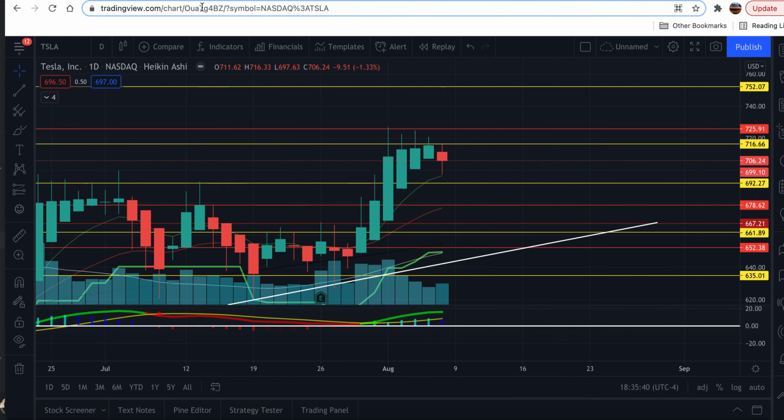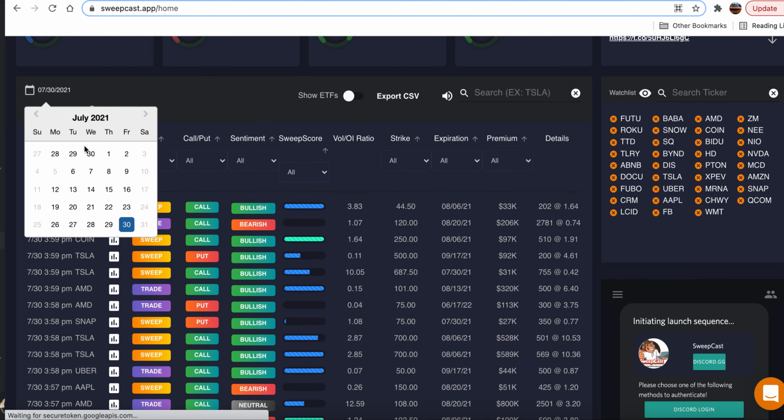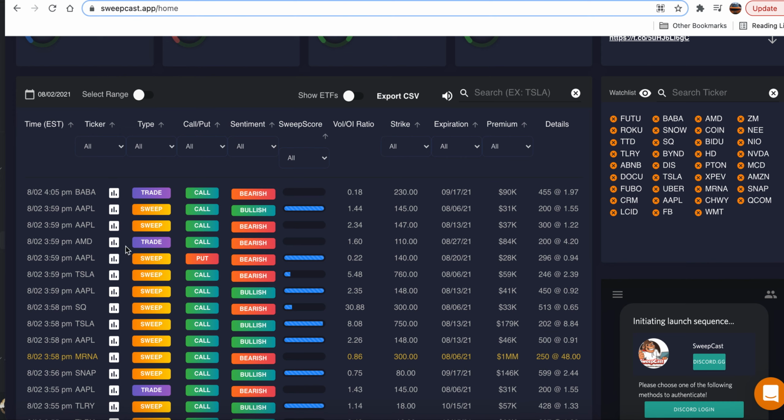So let's get right back into Sweepcast. Let's go over to the next day, August 2nd. All right, so the ticker over here that really stood out is Apple. Sweep call, sweep call. One thing I do want to point out about Sweepcast is that their option flow is delayed by about 45 to 60 seconds. Sometimes I've seen it delayed as much as about 90 seconds. But I would say at least 45 seconds to a minute. So if you don't catch something right at market close, you can look to trade it the next day.